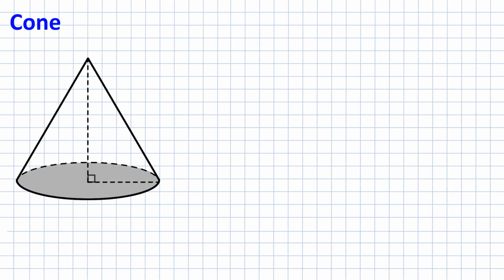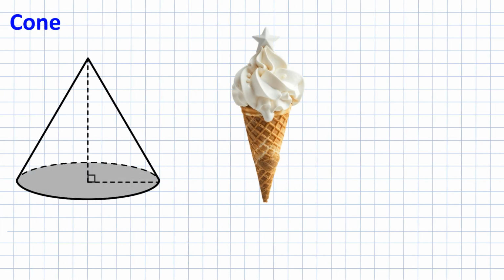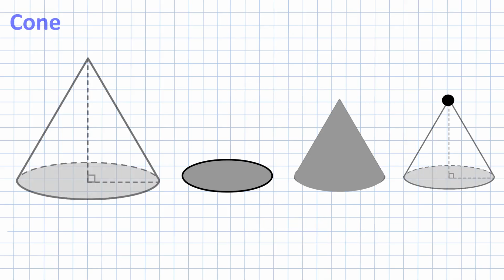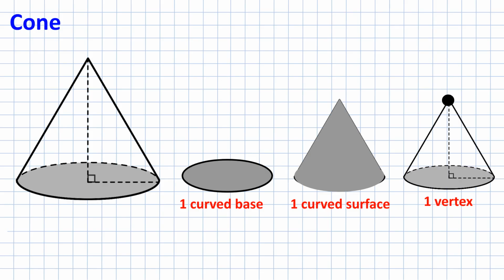Now, let's explore the cone. Think of an ice cream cone or a traffic cone as everyday examples. A cone is a solid shape with a circular or curved base tapering to a single point called the apex or vertex. The cone has 1 curved base, 1 curved surface, and 1 vertex.